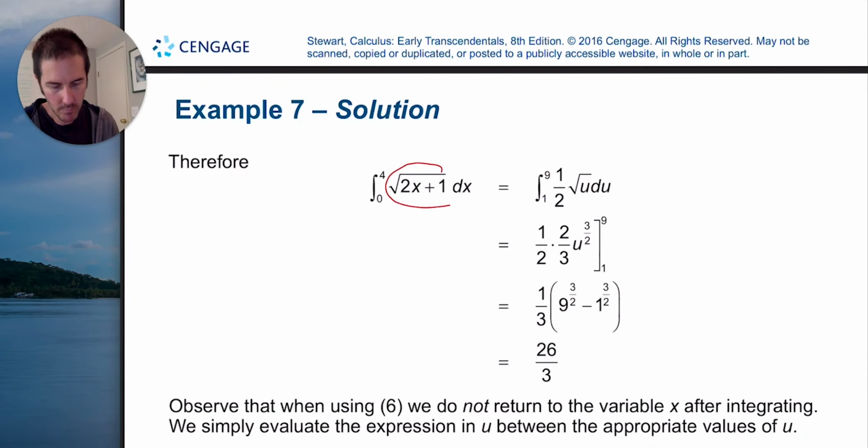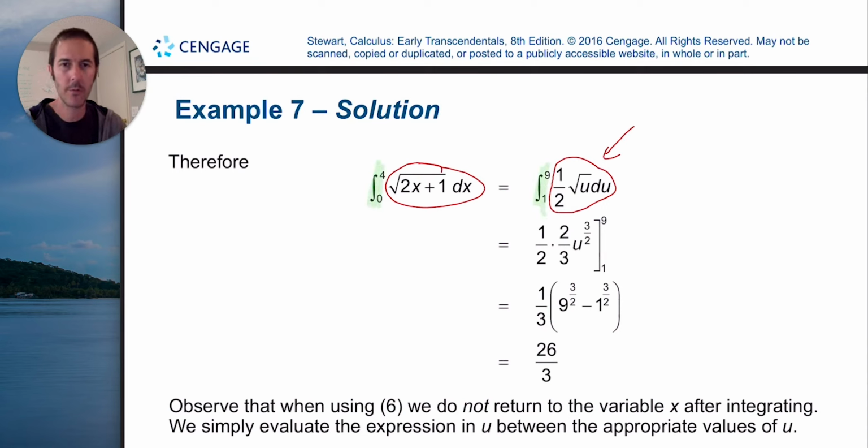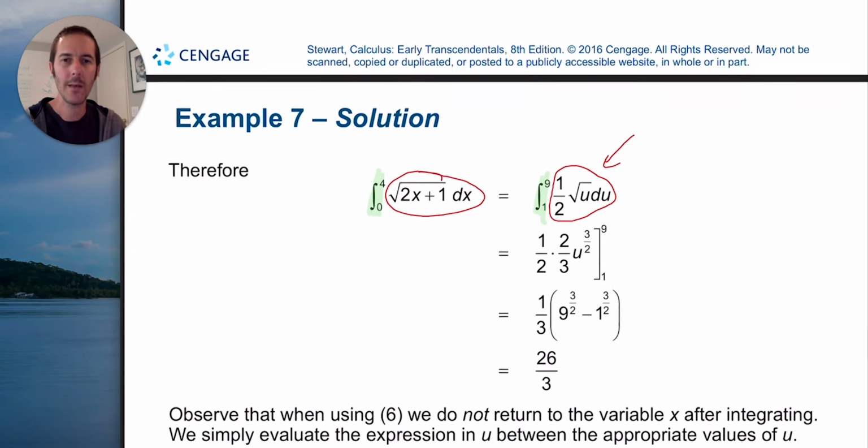integrand in terms of u, doing both substitutions, you see the factor of 1/2 over here, and there's the square root of u and the du. They're all in there, all three of those components. But something else has changed. The limits of integration previously went from 0 to 4, and now they're going from 1 to 9. Why is that?